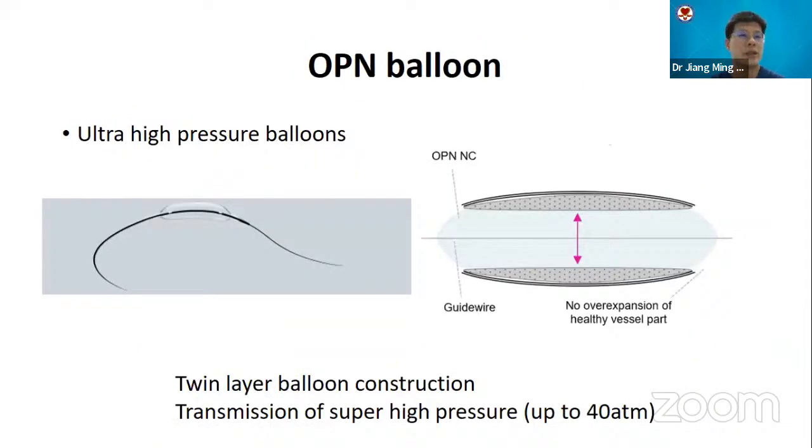We also have the OPN balloon, which is an example of an ultra high pressure balloon, which can deliver pressures up to 40 atmospheres. The OPN balloon has a unique twin layer balloon construction, allowing transmission of super high pressures. The balloon can be relatively bulky, such that its usefulness in crossing resistant lesions may be limited at times.